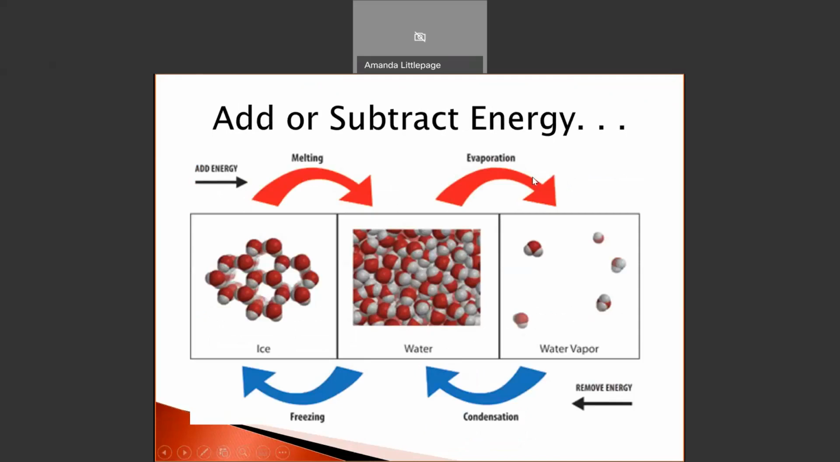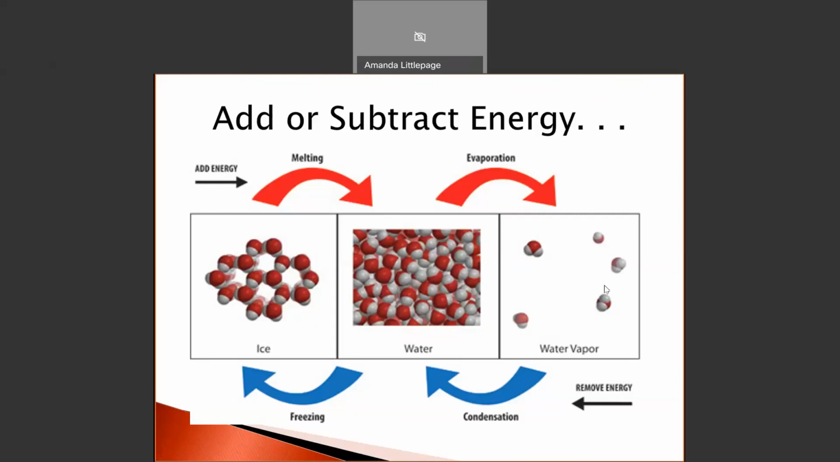Now let's take a look at this diagram here because this diagram kind of encompasses everything. So what happens when you add energy? Adding energy is displayed here at the top. If you look at the center, it shows you ice. This is water. Red is oxygen, and the little white circles are hydrogen. This is ice. Notice that ice is in a uniform structure. In water, the uniform structure breaks down, and the particles are probably touching and moving a little bit more.